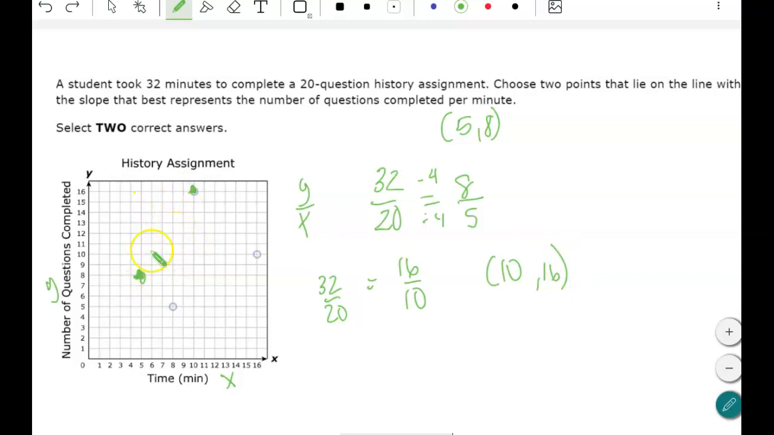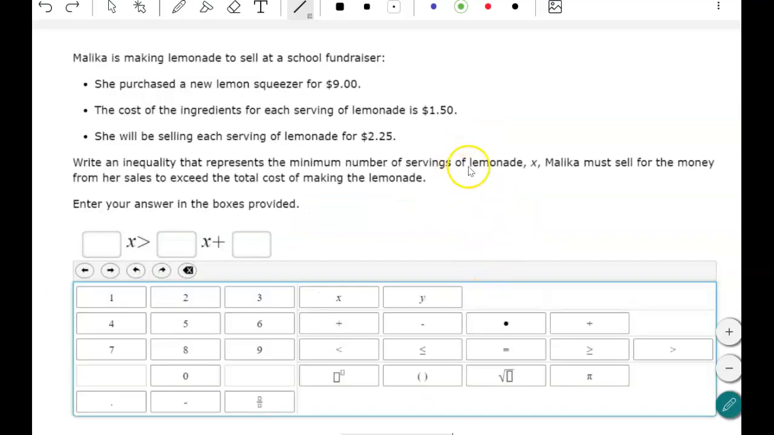And so when you select these, the program will connect those dots for you and make that line. You don't have to do that. Once you select the points, it should draw the line. Or maybe that's all you have to do. I don't know. All right, next question.